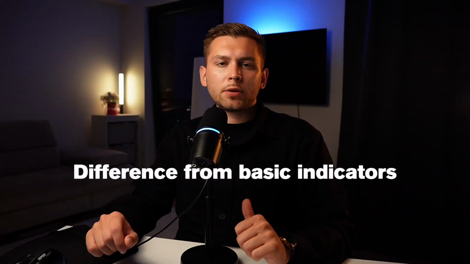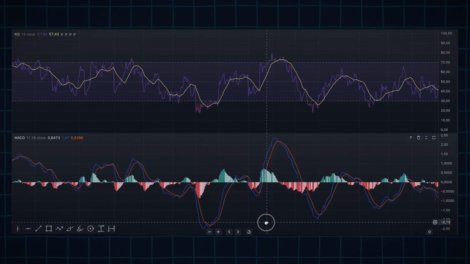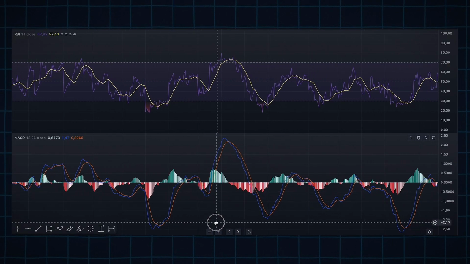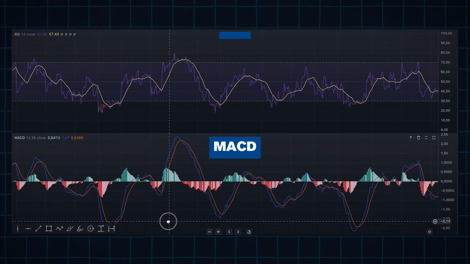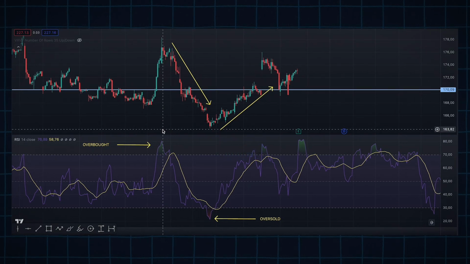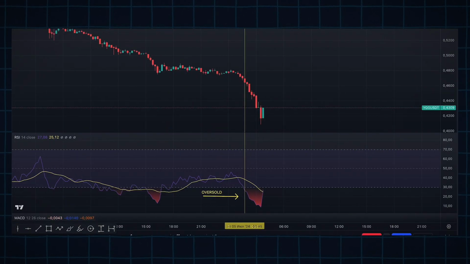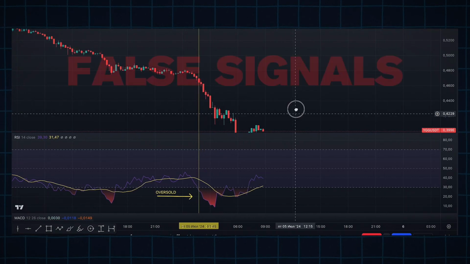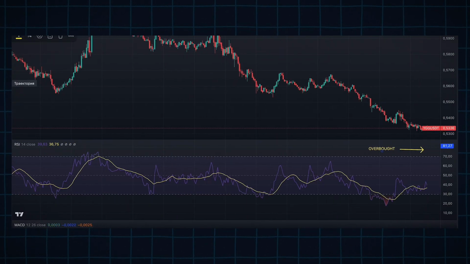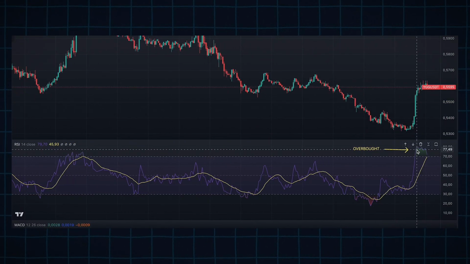But what's the difference from basic indicators? You may have encountered other useful indicators with curved lines, such as MACD or RSI. In the stock market, these indicators work more or less well, but in cryptocurrency, they often give false signals due to high volatility. Each such signal can lead to significant losses.